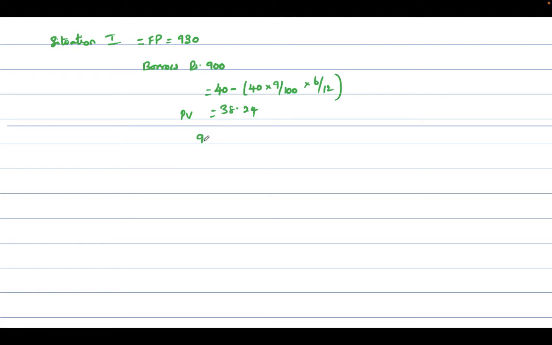So 900 minus 38.34. So we are going to borrow 861.76 at the rate of 10 percent for 1 year.